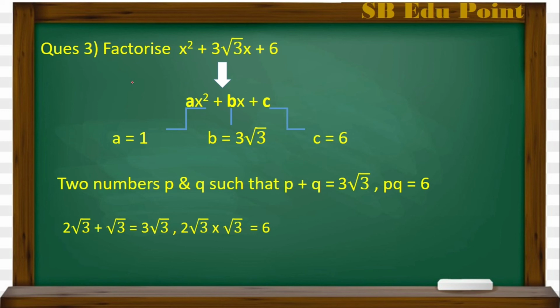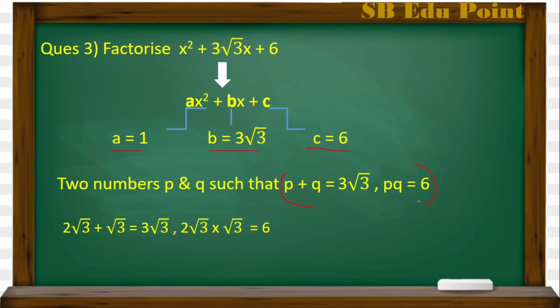So the question says factorize the given quadratic equation x square plus 3 root 3x plus 6. And I have written down the values of a, b, c as a equal to 1, b equal to 3 root 3 and c equal to 6. Now in the second step I need to find two numbers to split my middle term 3 root 3, and the condition is that the sum of the two numbers will be equal to 3 root 3 and the product of the two numbers should be 6.